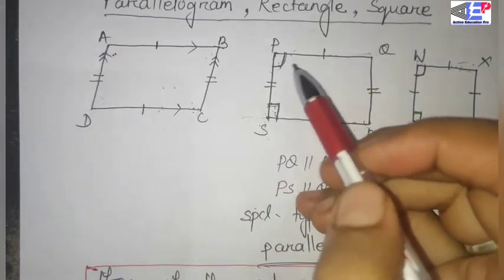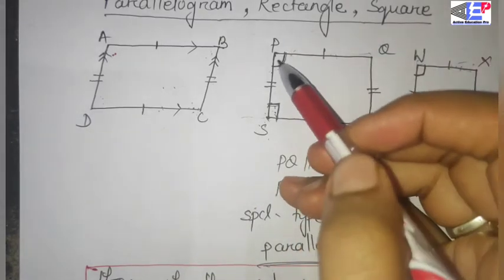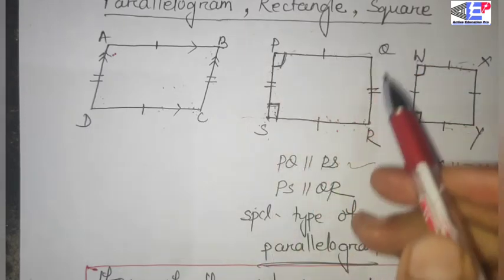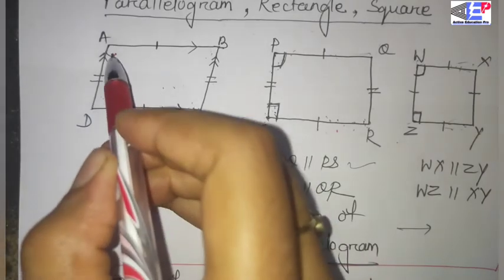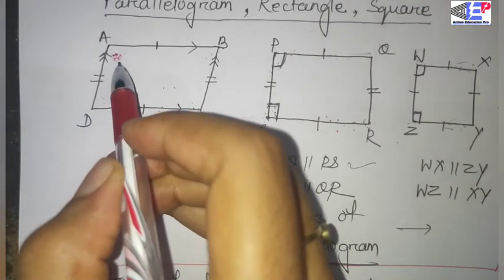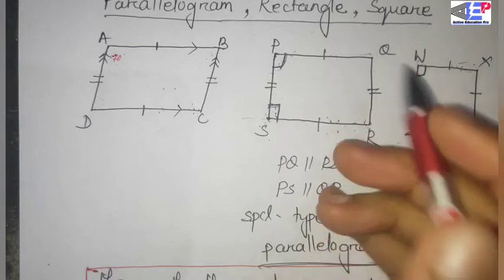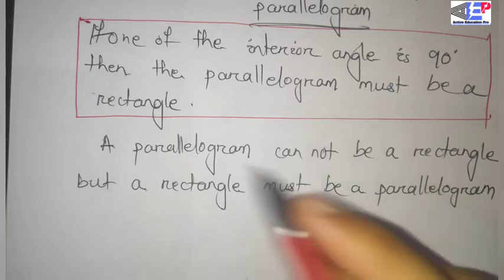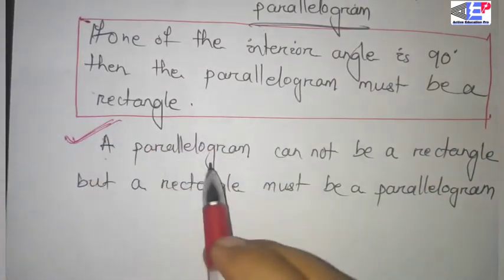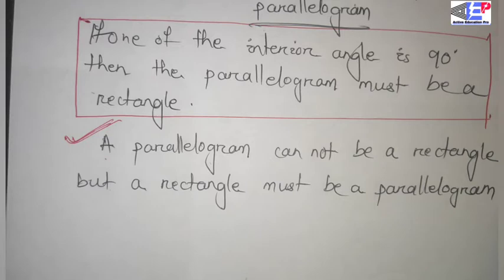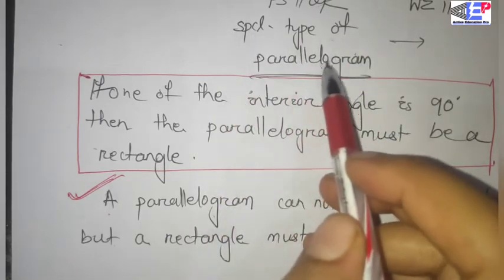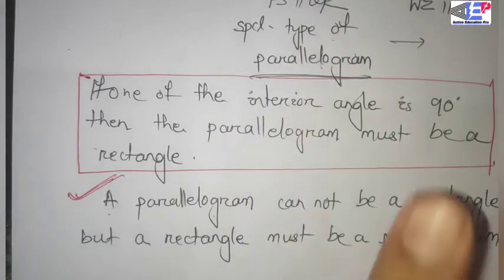But here in this rectangle, each angle is 90 degrees, opposite angles are the same, and opposite pairs of sides are the same and parallel. So compulsorily rectangle PQRS is a parallelogram. But here the value of angle A is 70 degrees, so this parallelogram is not a rectangle. Sometimes a parallelogram cannot be a rectangle, but a rectangle must be a parallelogram, because a rectangle is a special type of parallelogram. Already we mentioned it here.